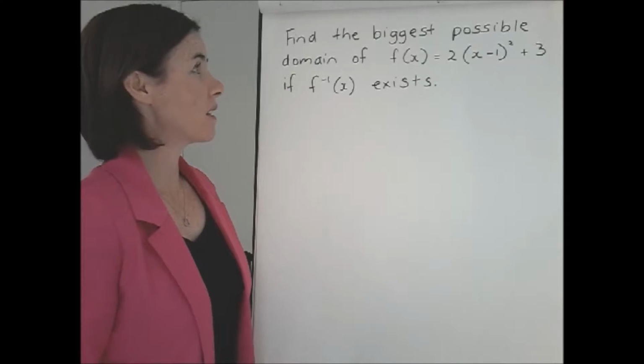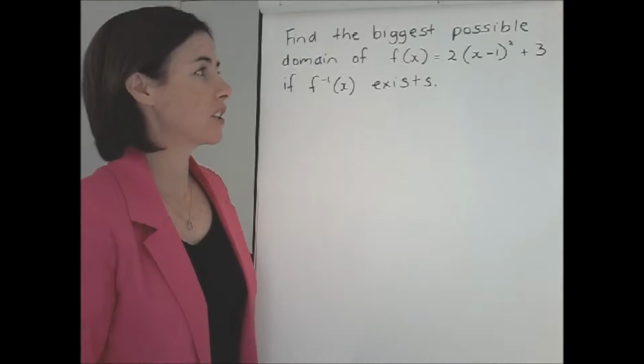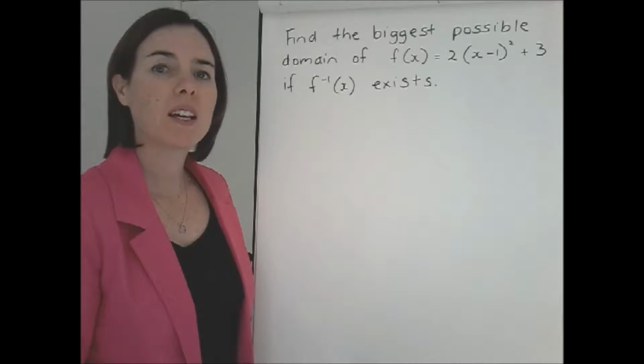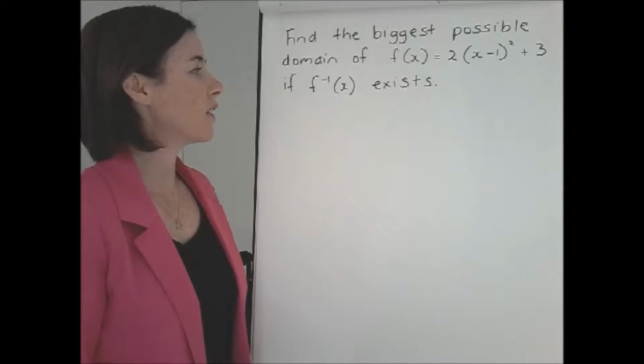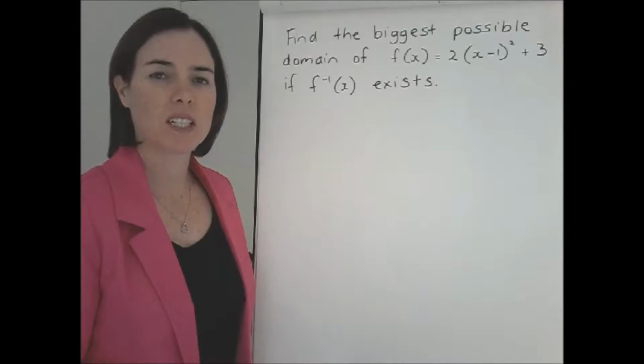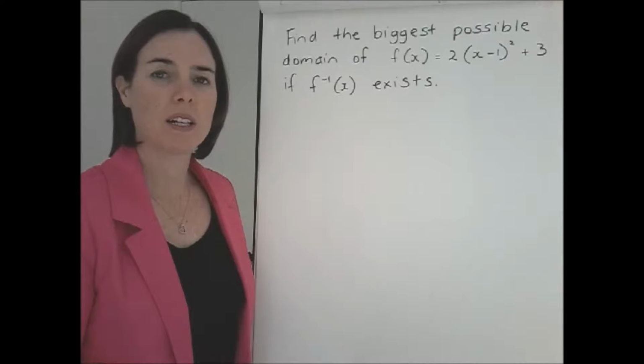Today's question says, find the biggest possible domain of the function 2 by x take 1 squared plus 3 if f to the negative 1 of x exists. So if the inverse function exists, for an inverse function to exist, the original function must be 1 to 1. So let's have a look at the shape of the graph to see if it is 1 to 1.